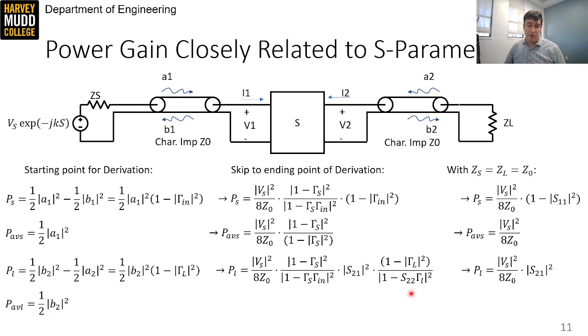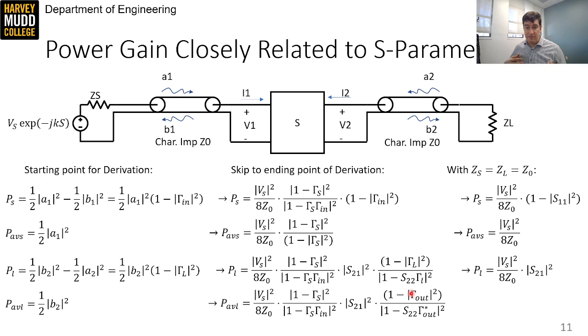Finally, the power available to the load is just given by the power in the B2 wave. And dragging that back through our terrible derivation relates B2 to the driving voltage source. We see that power available to the load is given by the instant power multiplied by an A1 to VS conversion, sort of like our source matching factor, multiplied by our power gain, and then multiplied by a load matching term. But the big difference here is that the load matching term is different than PL because we are assuming a conjugate match. So we've replaced our gamma L's here with gamma out stars.